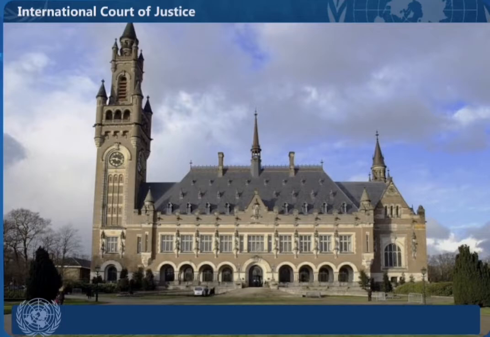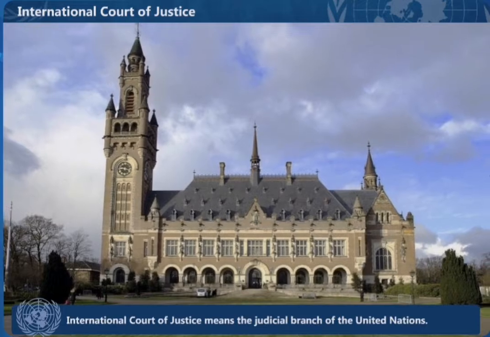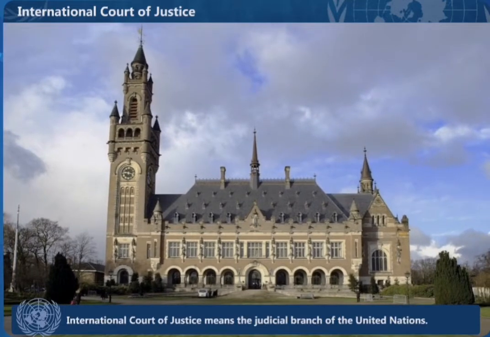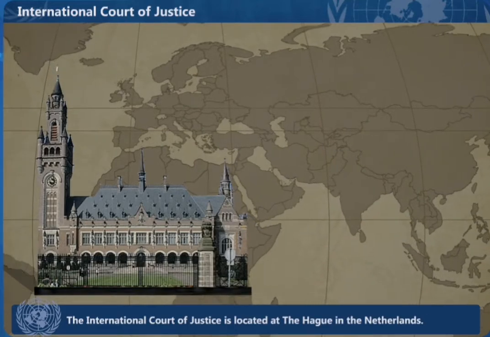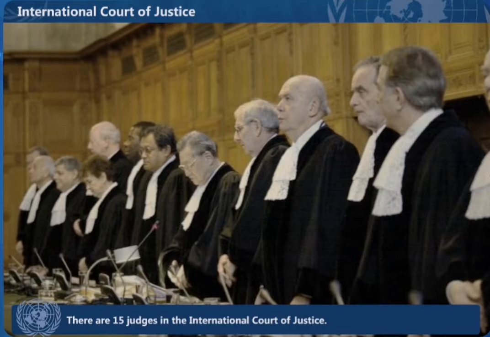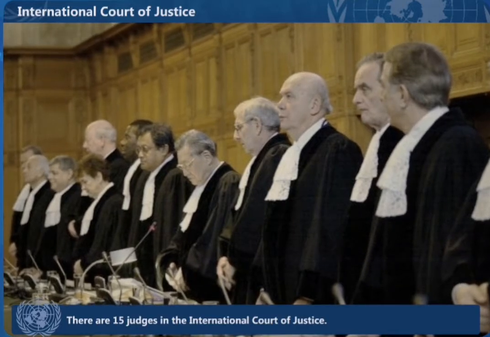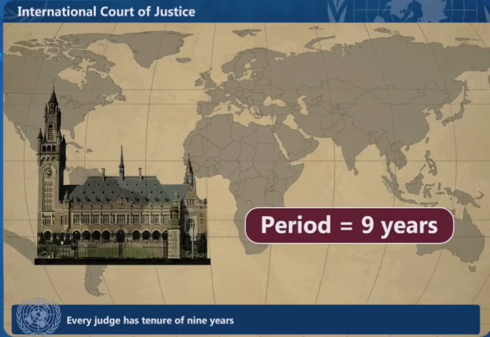International Court of Justice. International Court of Justice means judicial branch of the United Nations. The International Court of Justice is located at The Hague in the Netherlands. There are 15 judges in the International Court of Justice. They are chosen by the General Assembly and the Security Council. Every judge has tenure of 9 years.